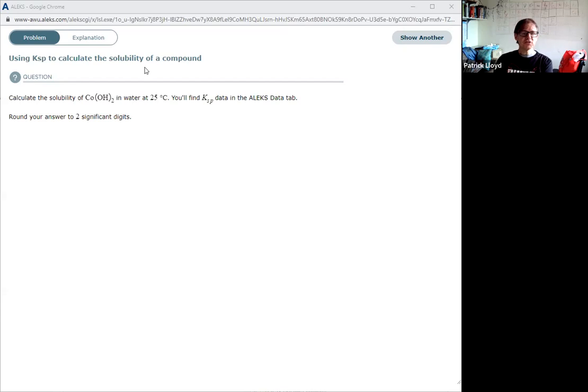Okay. So this says calculate the solubility of Co(OH)2, which is cobalt(II) hydroxide, in water at 25 degrees C. Remember, the temperature is important because generally solids become more soluble at higher temperature. Not all of them, but many of them do. You'll find the KSP value in the ALEKS data tab. I already looked that up; for cobalt(II) hydroxide it is 5.92 times 10 to the negative 15. Then you want to round your answer to 2 significant digits.